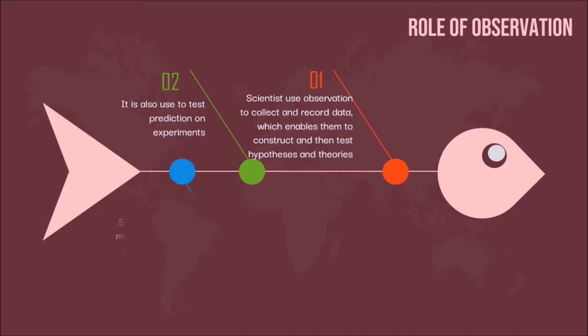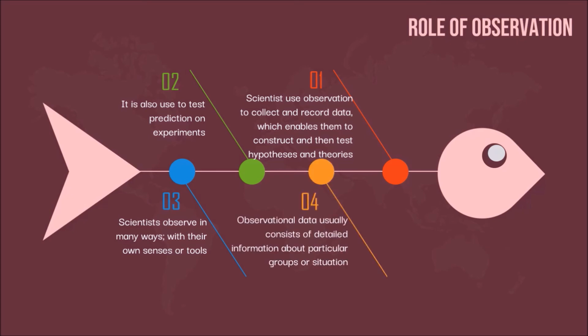Then, scientists observe in many ways, either with their own senses or with tools such as microscopes, scanners, or transmitters to extend their vision or hearing. These tools allow for more precise and accurate observation. And lastly, observational data usually consists of detailed information about particular groups or situations.